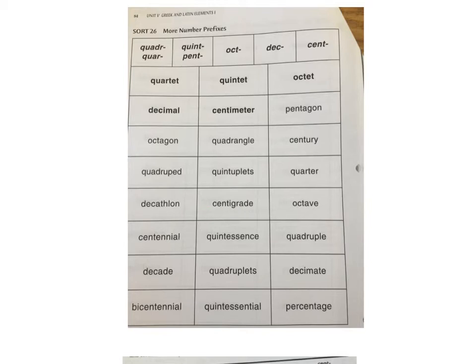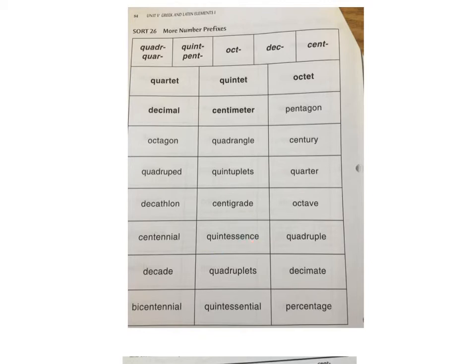Centigrade is the temperature scale, where you don't have Fahrenheit, you have centigrade. The reason it's called centigrade is because the boiling point of water is 100 degrees, and the freezing point of water in centigrade is 0 degrees. That's kind of how it was established, 100 degrees boils water and 0 degrees freezes water, so that 100 is your centigrade. Octave is a set of 8 notes in music. Centennial is a celebration every 100 years.